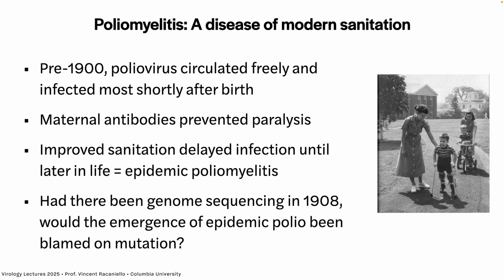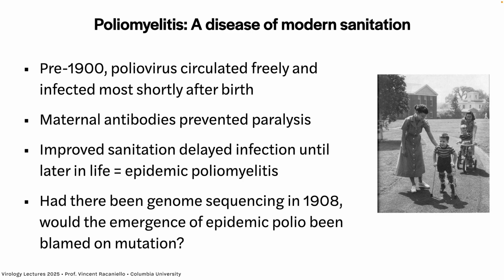Before 1900, polio circulated freely. We didn't have any toilets or sewers, so people would have pots in their homes that they would use to defecate and pee in, and then they'd throw them outside in the backyard or in the front yard. You know, the streets in New York were covered with human and horse excrement at one time. So this excrement is full of poliovirus, so kids get infected very early in age, shortly after birth, but they have maternal antibodies to protect them from paralysis. And so they get infected, they don't get paralysis, and they're fine.